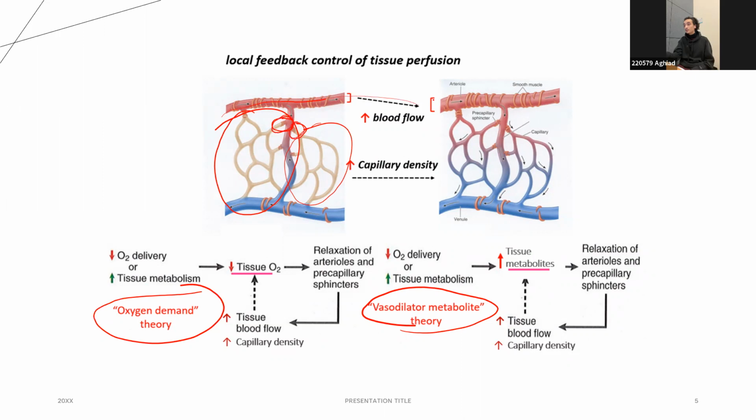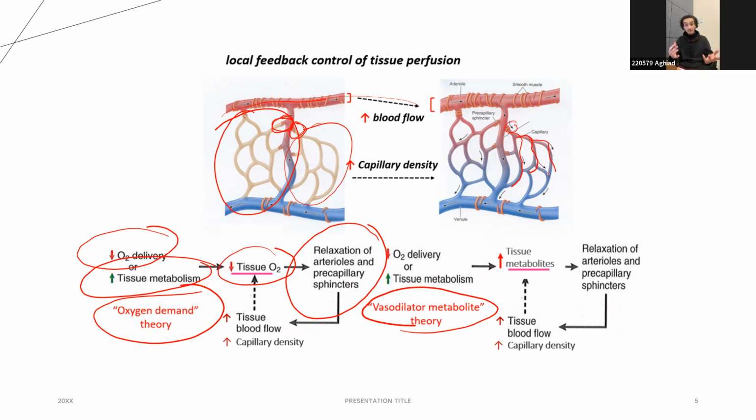However, when blood flow increases due to the increase of metabolites or decreased oxygen delivery, it doesn't have to be always pathological. Oxygen delivery may be too little for an exercising muscle, but at rest it may be perfect. And so the decrease in tissue O2 causes relaxation of arterioles and precapillary sphincters, the ones here. And that relaxation increases the perfusion and capillary density. That means more blood is flowing.